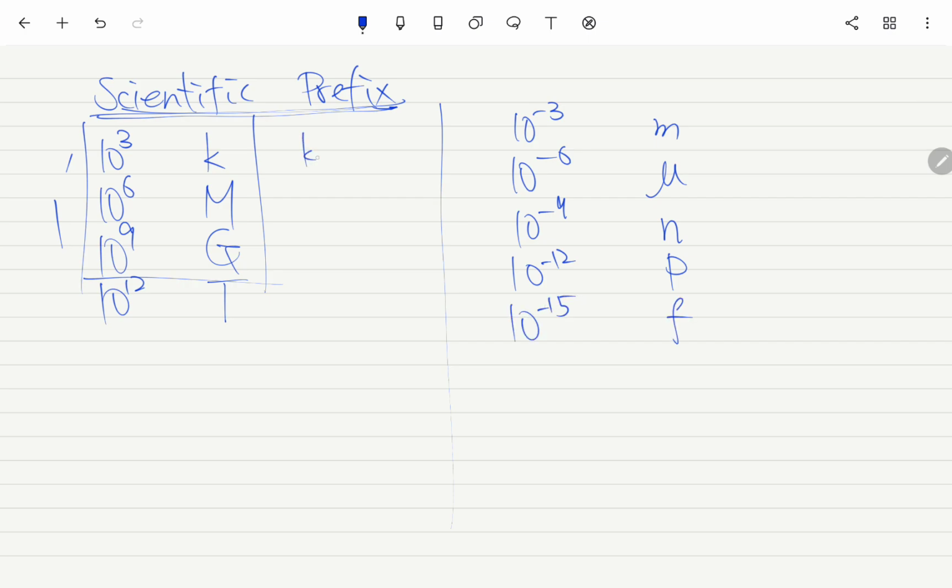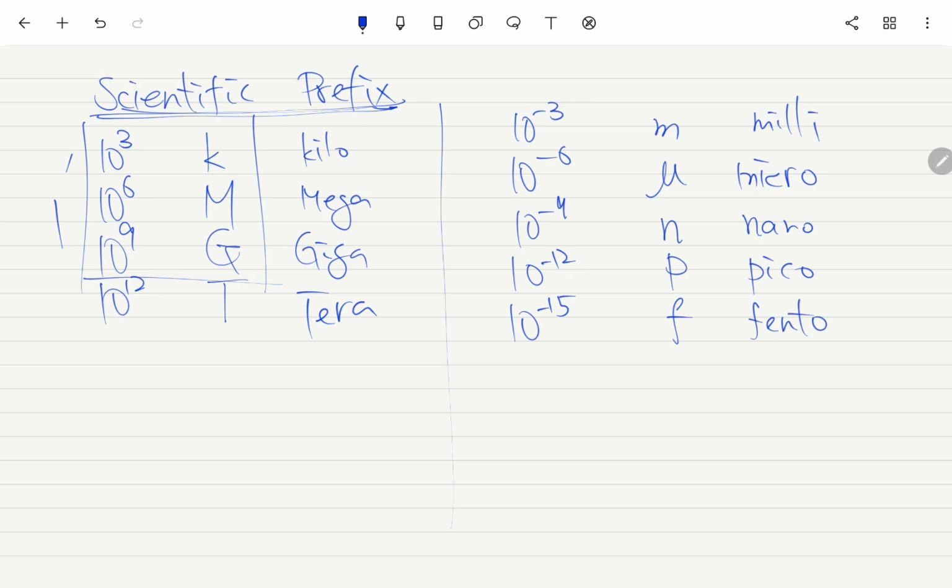Okay, so this is actually kilo, mega, giga, tera. Okay, and this is milli, micro, and then nano, pico, femto. If you like to write, 10 to the negative 18 will be atto. But this one may not be useful here.